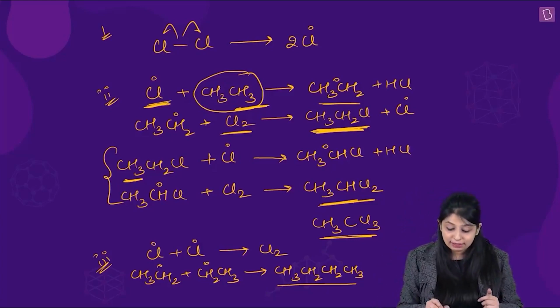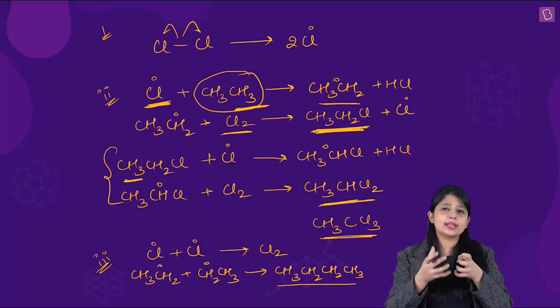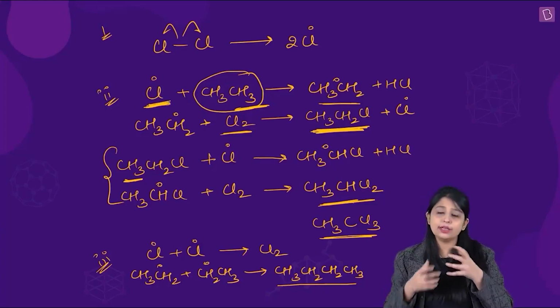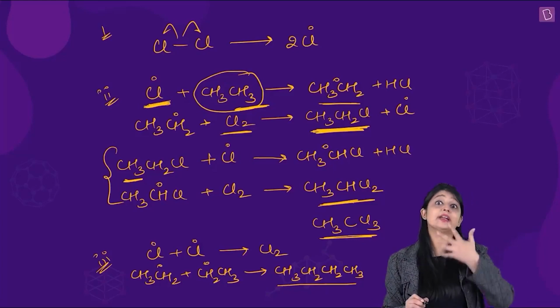Why? Because Cl free radical might react, let's say, just for an example, out of 10 times, Cl free radical is reacting with ethane 7 times.